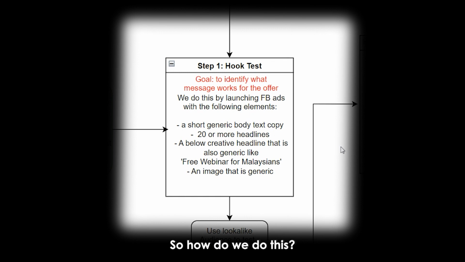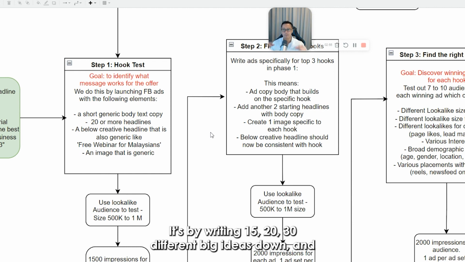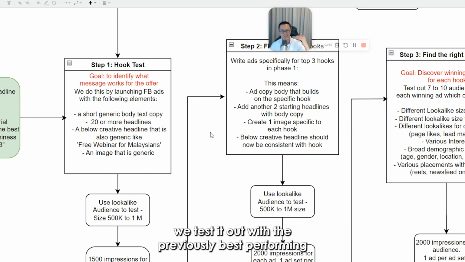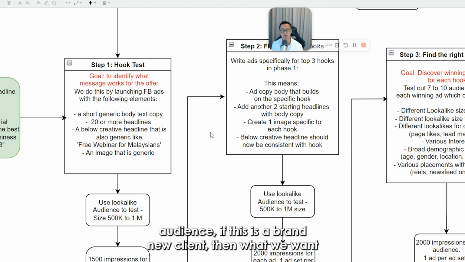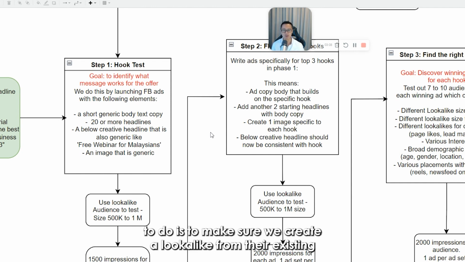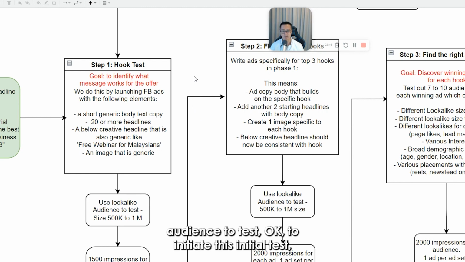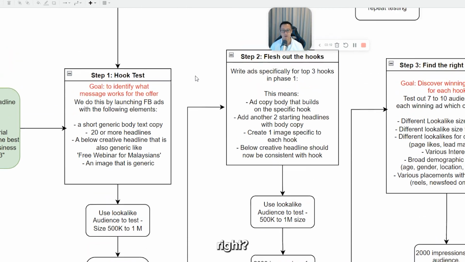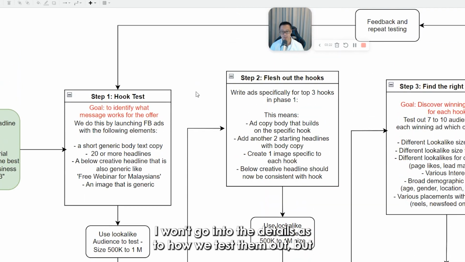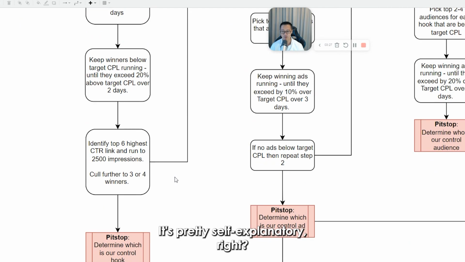So how do we do this? By writing 15, 20, 30 different big ideas down, and we test them out with the previously best performing audience. Now, if we don't have a previously best performing audience, if this is a brand new client, then we want to make sure we create a lookalike from their existing customers. That would be the best audience to initiate this first test. I won't go into the details of how we test them, but you can read it down here. It's pretty self-explanatory.